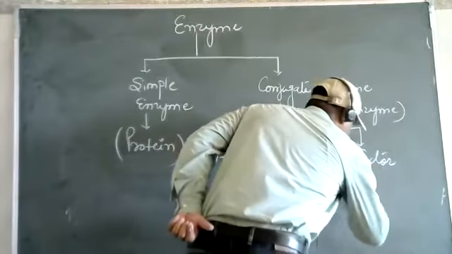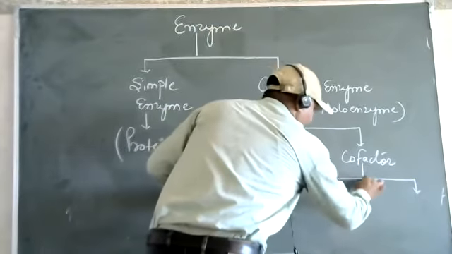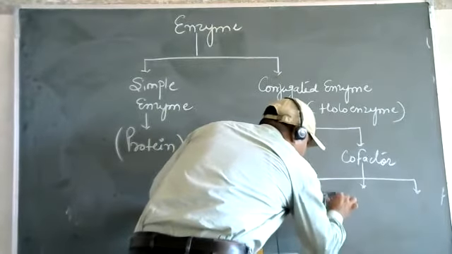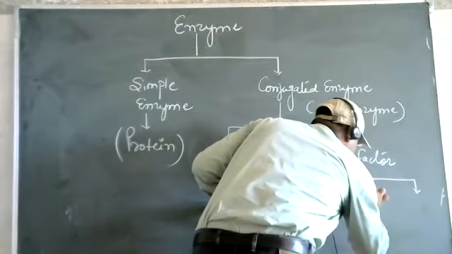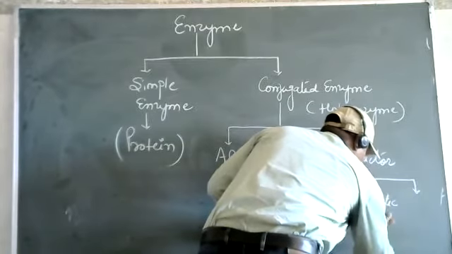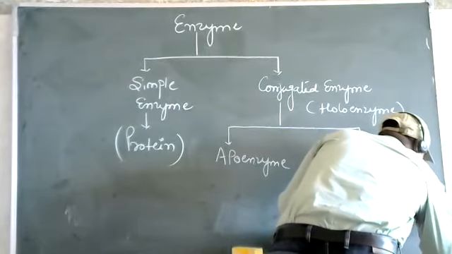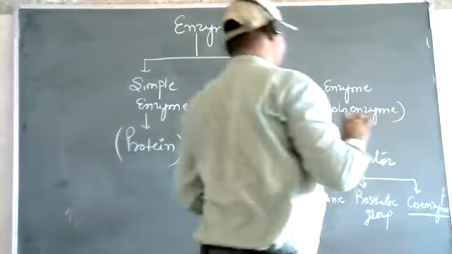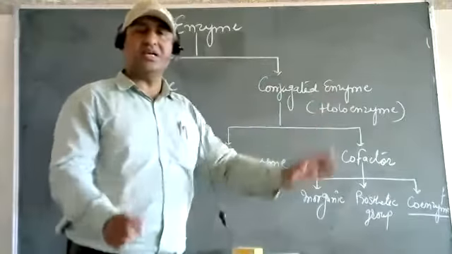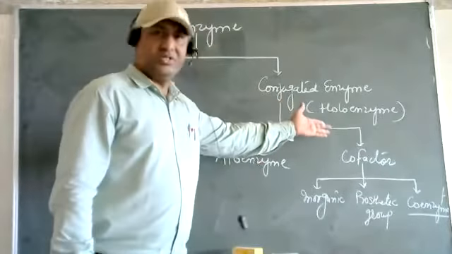Now the cofactor is further divided into: first, inorganic; second, prosthetic group; and last, coenzyme. Again, repeating: the holoenzyme means the enzyme which is prepared by the protein and then some other factor. That's why it is called conjugated enzyme or holoenzyme.